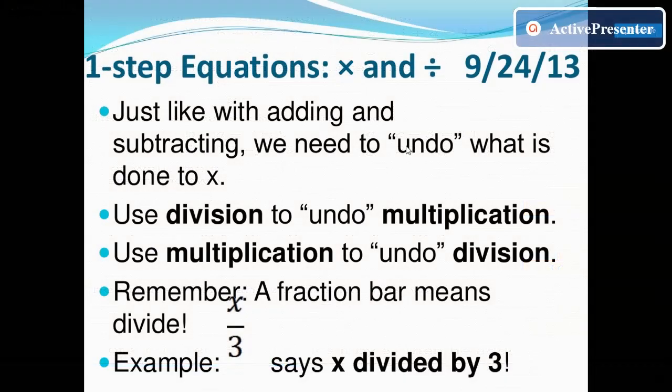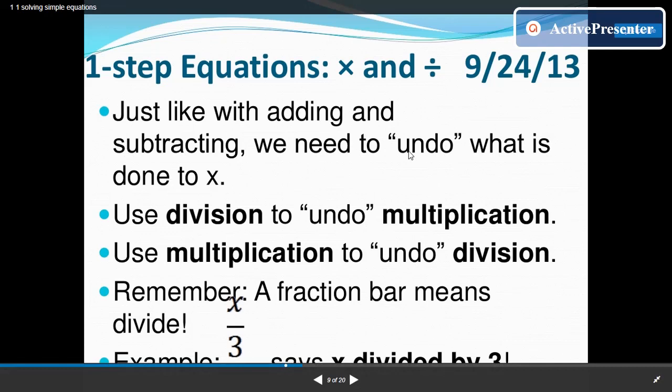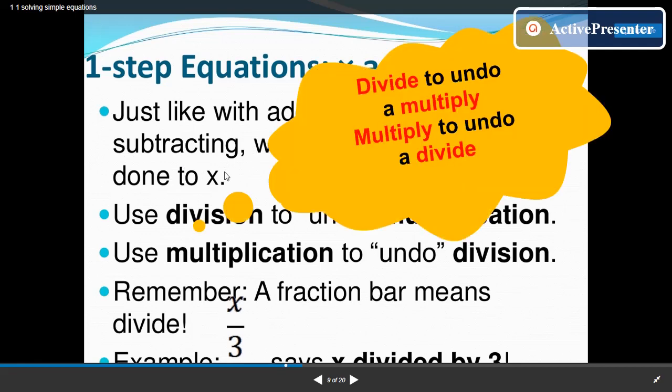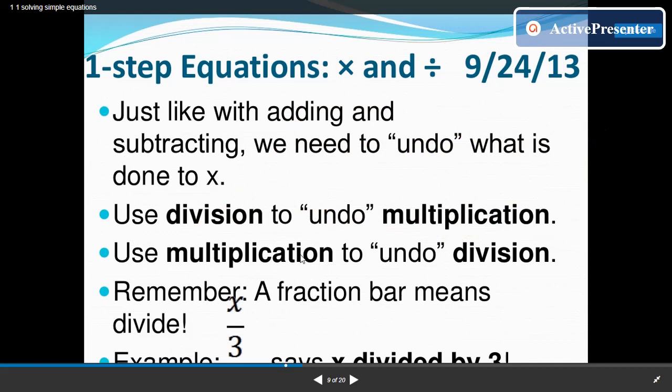Okay, now after we understood how to solve simple equations and find the variable value by using subtraction and addition, let's move forward to the next step, which is finding the variable value by using multiplication and division. Just like with adding and subtracting, we need to undo what is done to x using the inverse operations. What does that mean? It means when you have a multiplication, you have to undo it by division for both sides.